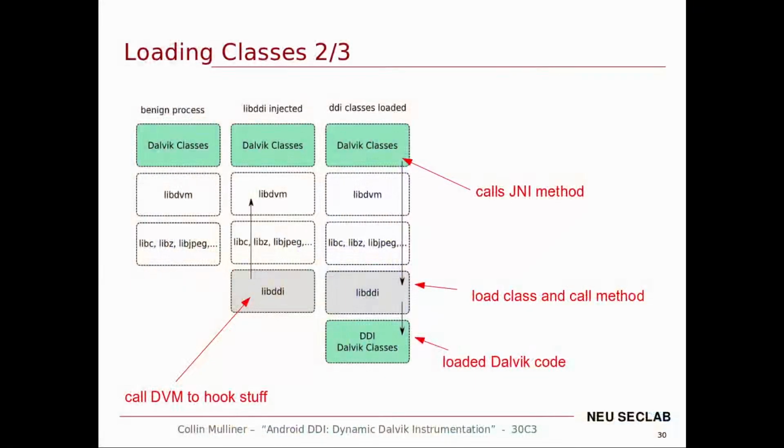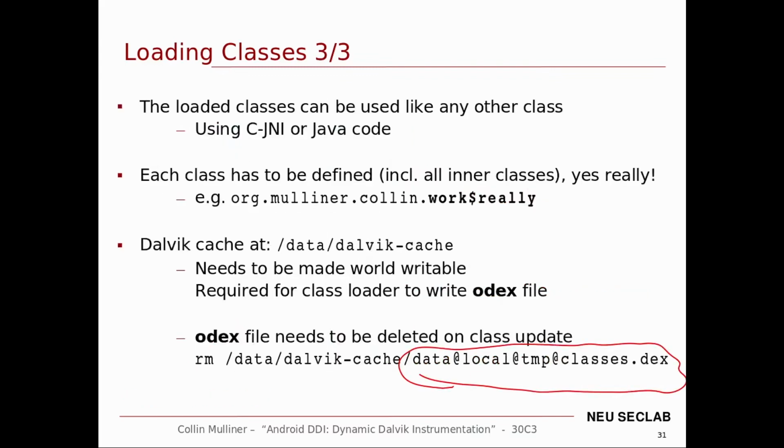When we want to load additional classes, the flow of the instrumentation looks like this. In the first step, we have the benign process. In the second step, we load our native code, which then calls into the DVM and can hook stuff. This code can also load a class and call methods of this class. On the lower side, we have our own classes, which have our instrumentation code in them.